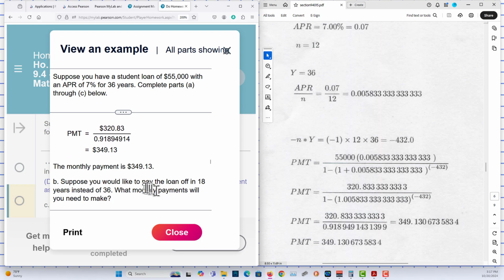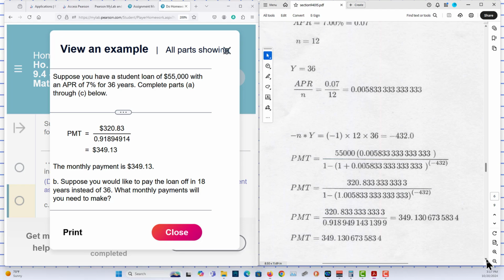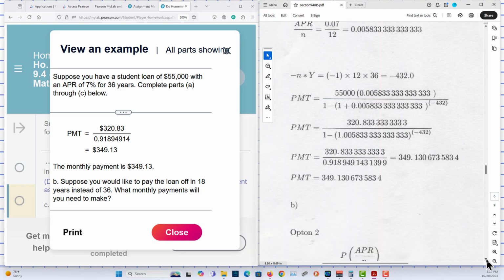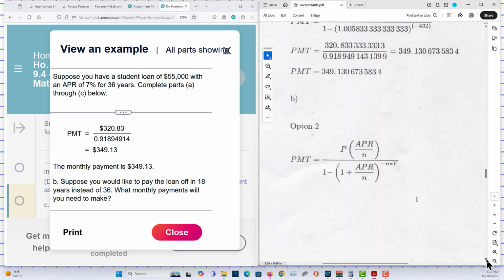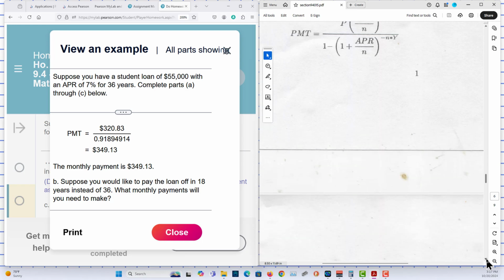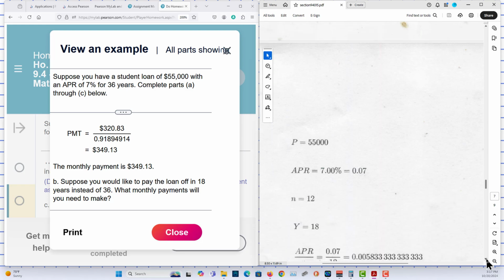So you're gonna pay it. Suppose you're gonna pay it off in 18 years instead of 36. So that means the Y is going to change to 18. Okay, so there's our formula. P is 55,000. APR is at 7%. Monthly payments, so N is 12 and Y is 18.